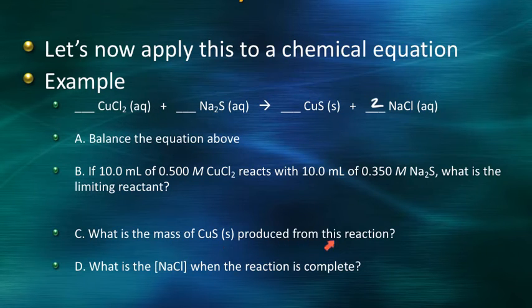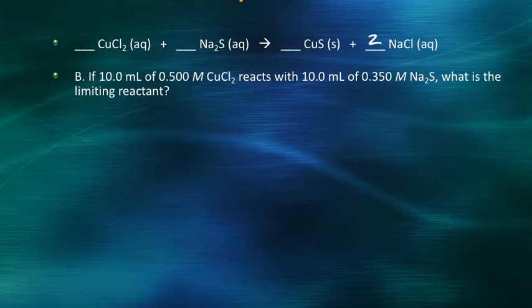What's the mass of CuS produced from this reaction? We'll see how to solve that. And then what's the concentration of NaCl when the reaction is complete? So there's several parts for us to solve. Okay, so what we need to do here to figure out which one's the limiting reactant is set up basically 2 lines of stoichiometry. One where we're turning CuCl2 into one of the products, and one where we're turning Na2S into the same product, whichever one we pick. We're going to pick CuS because part C is going to ask about the mass of CuS. So we're going to pick that one so we don't have to do extra work for part C.